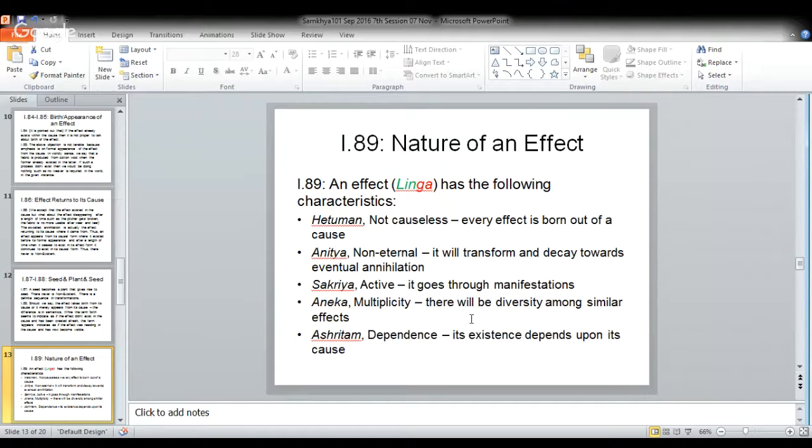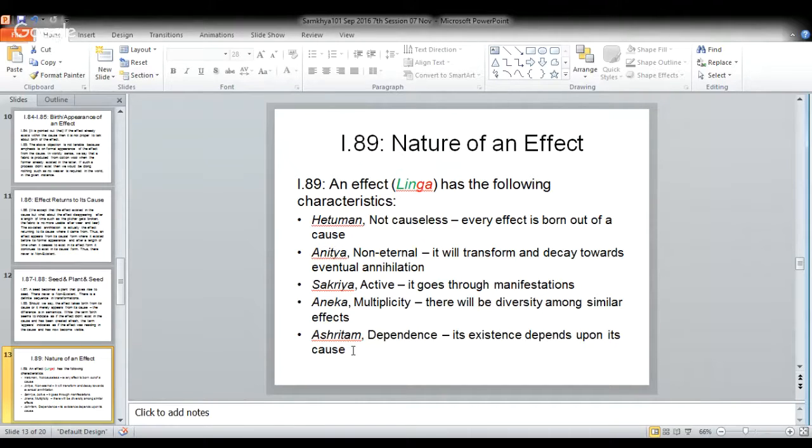Anekam, there is multiplicity. There will be diversity among similar effects. Two chairs that look similar, but a scientist will know that they are different at a molecular level. So there cannot be two chairs which are identically the same. The layperson may say that, but not at a scientific level. Ashritam is dependency. Its existence depends upon its cause. Of course, it is not causeless, but its very cause has to be there, not only for its birth, it is so much dependent upon it. So that is another term, Ashritam.